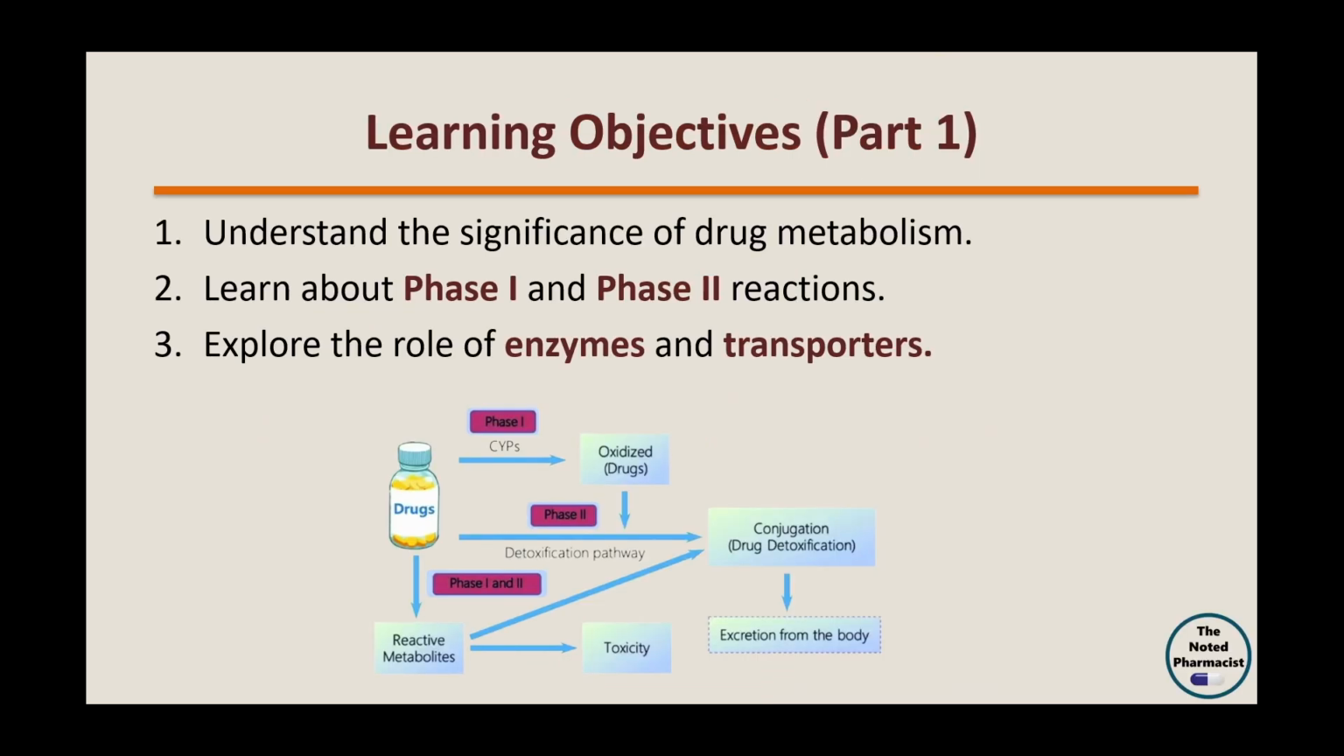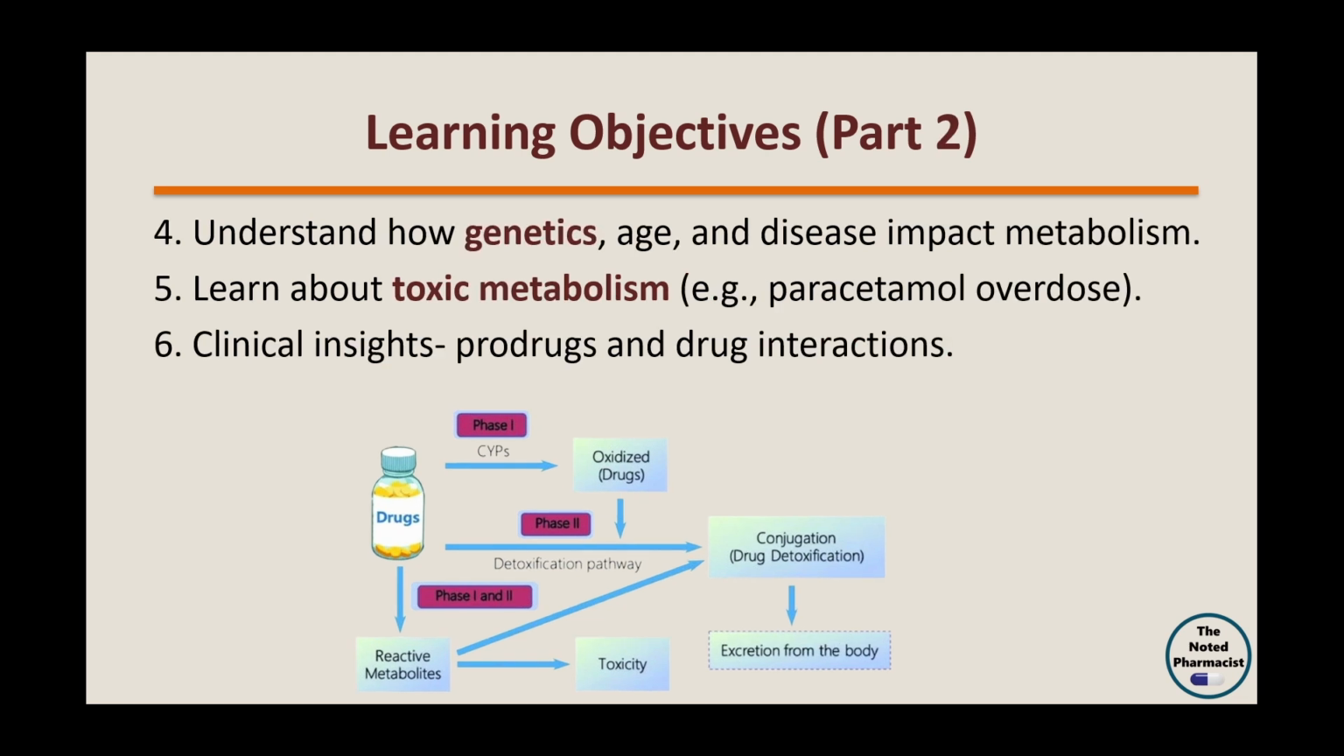By the end of this video, you'll understand the significance of drug metabolism in pharmacology. Phase 1 and Phase 2 reactions with examples. The role of enzymes and transporters in metabolism. How factors like genetics, age, and disease influence drug metabolism. The concept of toxic metabolism and its implications, such as paracetamol overdose. Clinical applications, including prodrugs and drug-drug interactions.